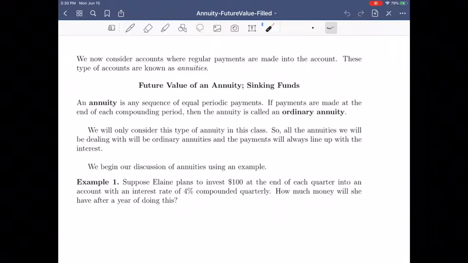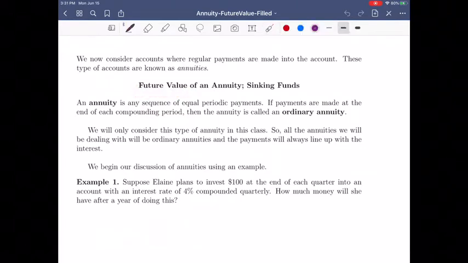If payments are made at the end of each compounding period, then we call the annuity an ordinary annuity. This is the only type that we're going to talk about in this class. So always, even if it doesn't say, you should assume that the payments line up with when the interest is computed. So they're always going to line up. And we're going to start by looking at the future value of an annuity.